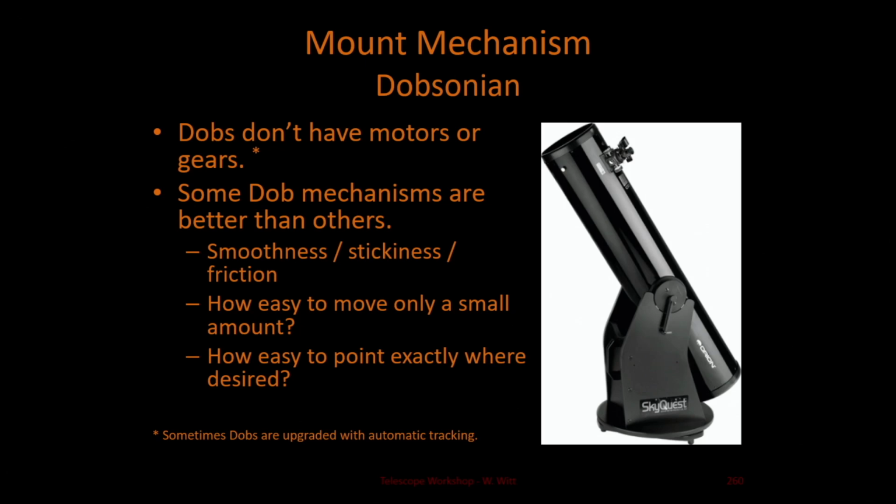You don't want it to be sticky when you're manually pivoting the thing around, because if it's sticky, you're going to have a really hard time making fine adjustments. So you definitely want to try this out if you're buying a used Dob. Is it easy to move it just a little bit? Because that's what you're going to be doing when you're trying to track an object. Does that make sense? So even on a really simple manual Dob, you still have to think about the tracking mechanism in a way, because it has to be nice and smooth.